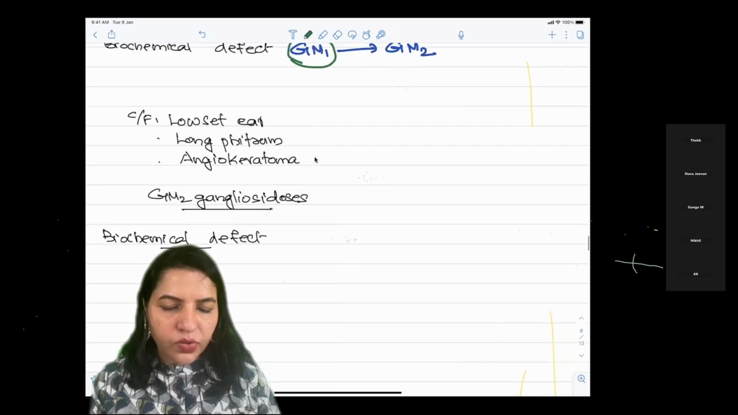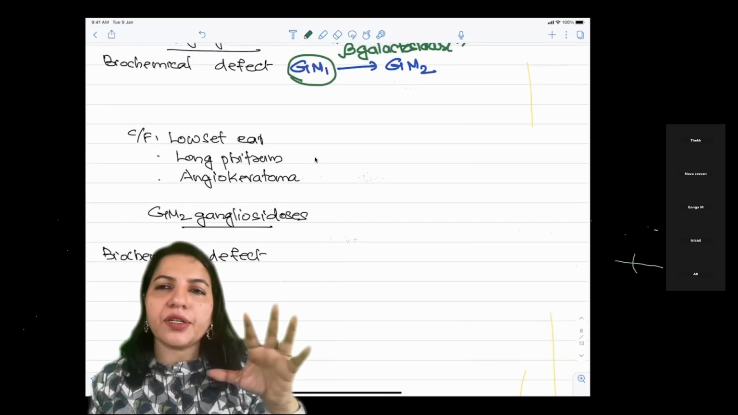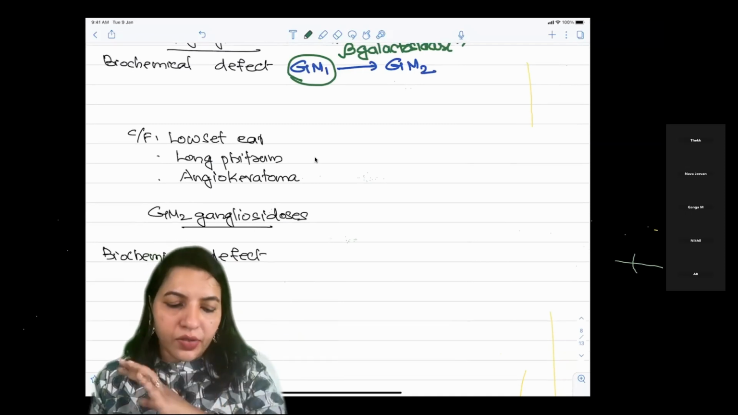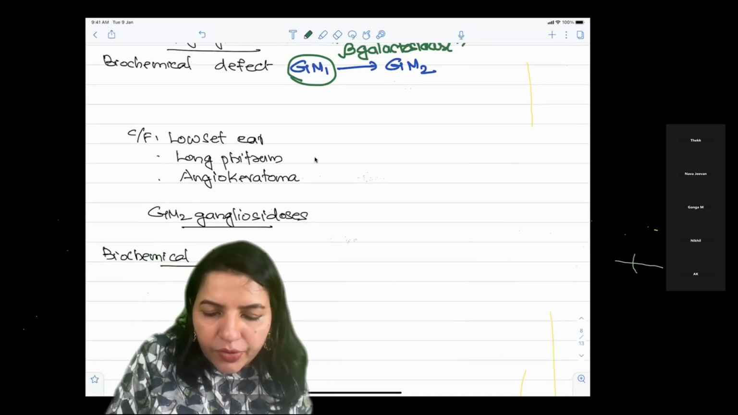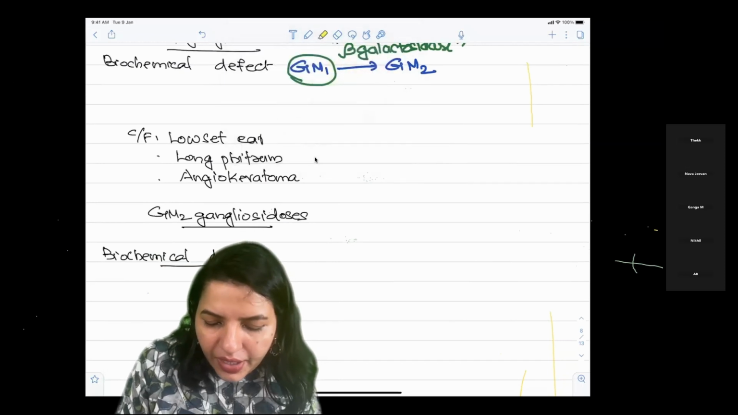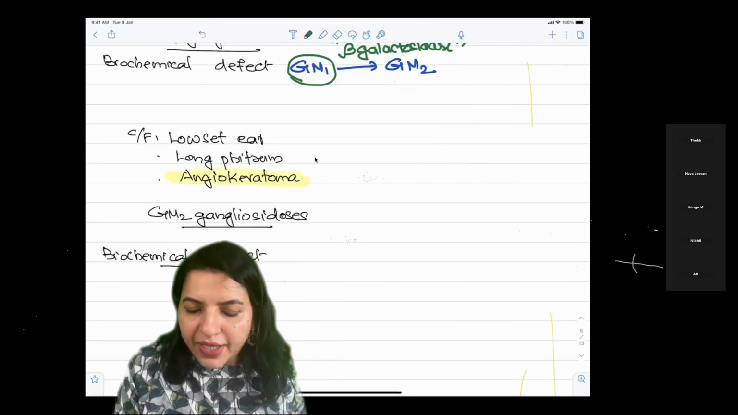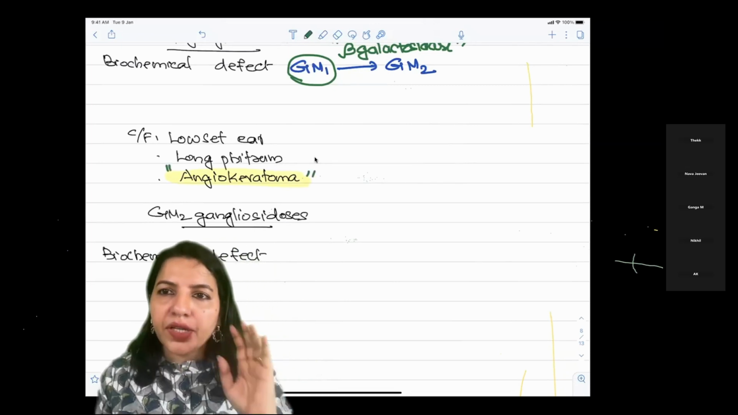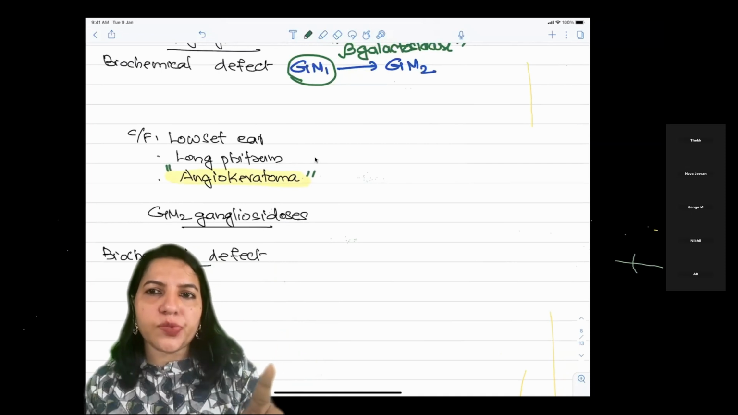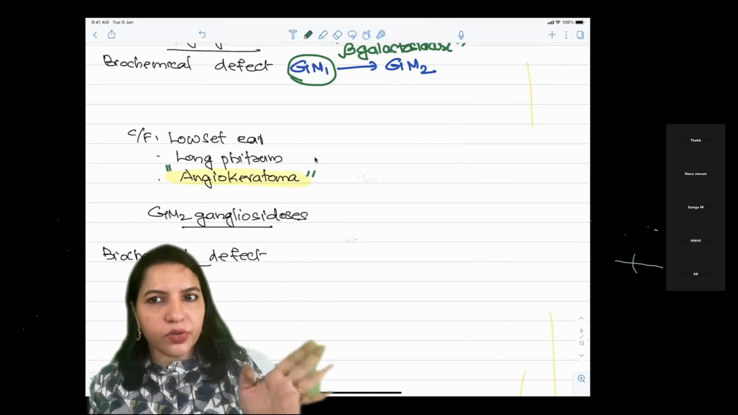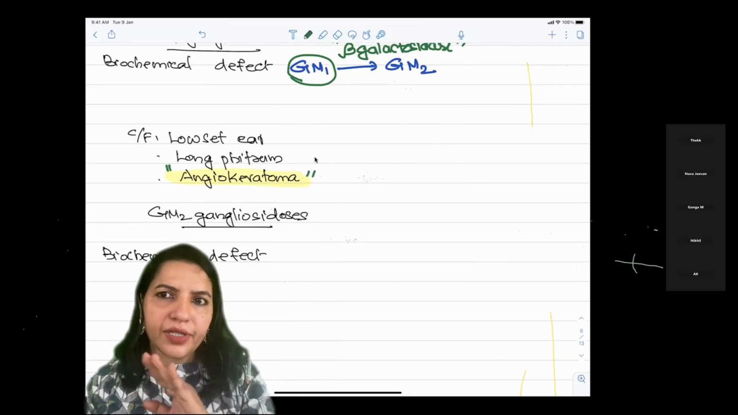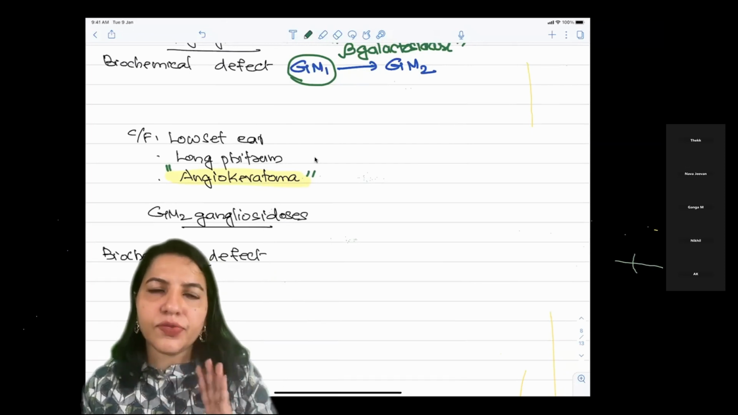They usually present with very characteristic features like low set ears, long philtrum, and angiokeratoma. I'm highlighting something here. I will ask, there are only two disorders where angiokeratoma is there. Only two disorders. This is one. Note that point. Angiokeratoma is present in GM1 gangliosidosis. The general features I'll tell you at the end.